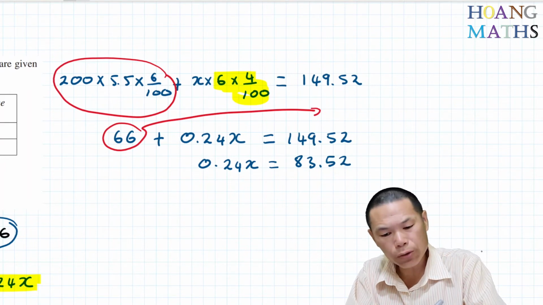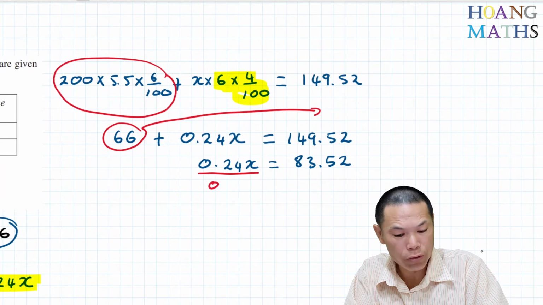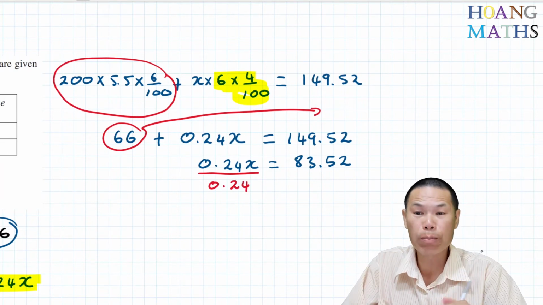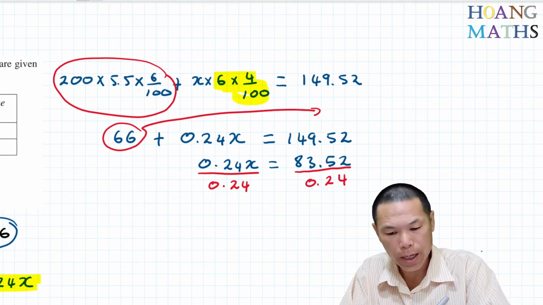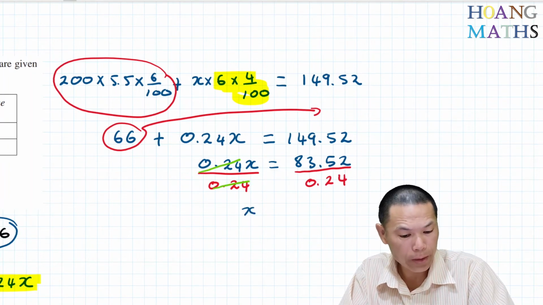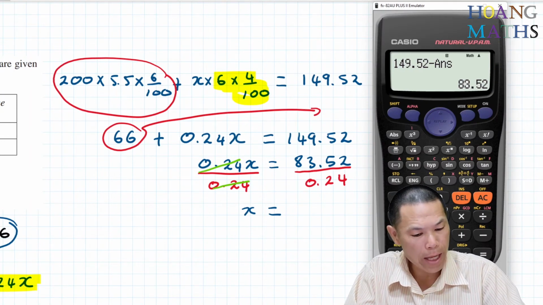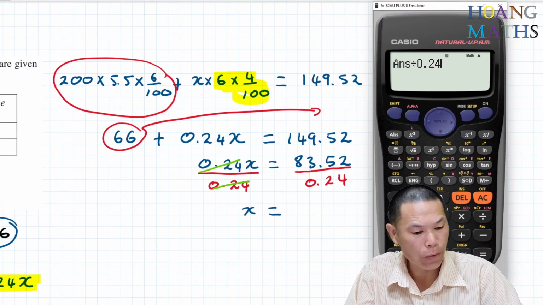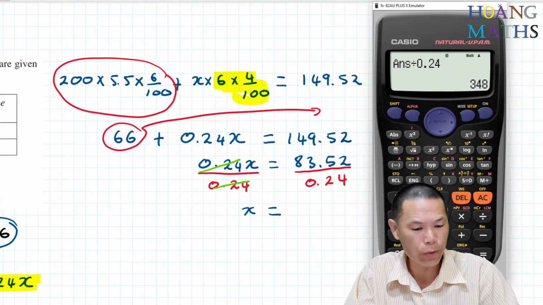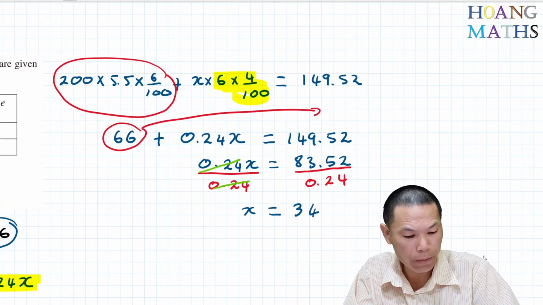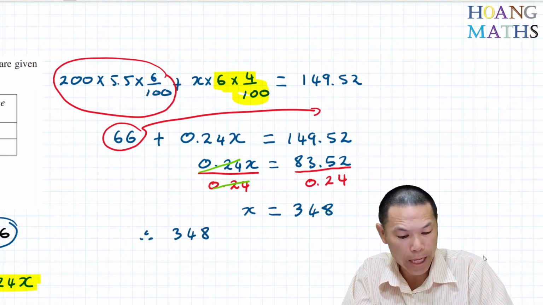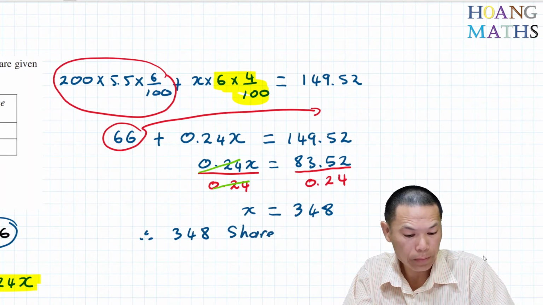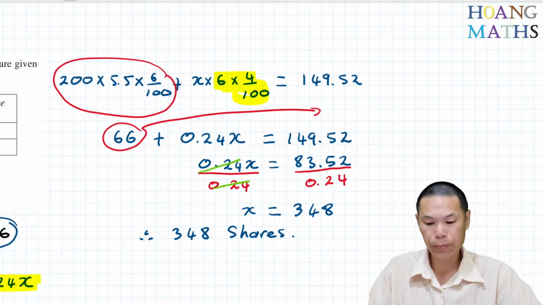83.52. So now to solve this, I just divide this by 0.24 because I want to get rid of the 0.24, okay? So I divide this by 0.24 and I just cancel this out. So therefore, x will give me, so I just go answer divided by 0.24. So that is 348. So therefore, 348 shares. So there you go.